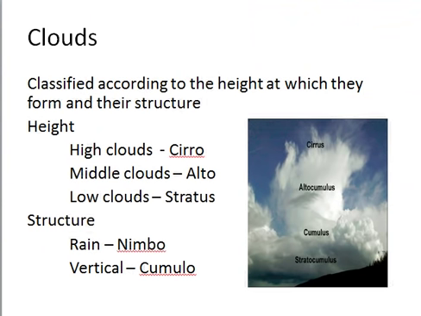When we talk about atmospheric clouds, they're usually classified by the height at which they're formed and the structure. When we talk about the height of clouds, we talk about high clouds as cirro, medium or middle layered clouds as alto, and low clouds as stratus clouds. Then we can add, if it's a rain cloud, nimbo, or if it's a vertically created cloud, they're called cumulo. So we can have alto cirrus or alto nimbus, so they're kind of middle clouds with some rain in them.